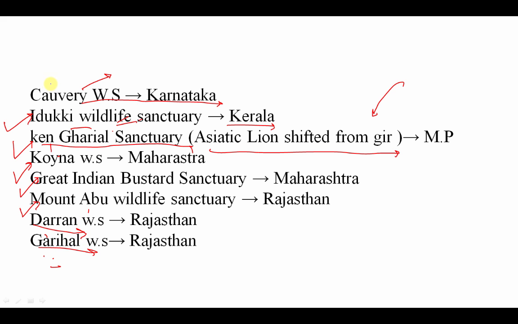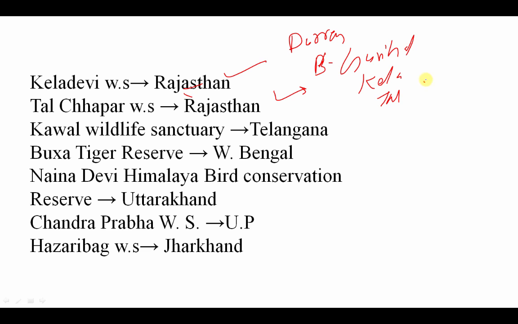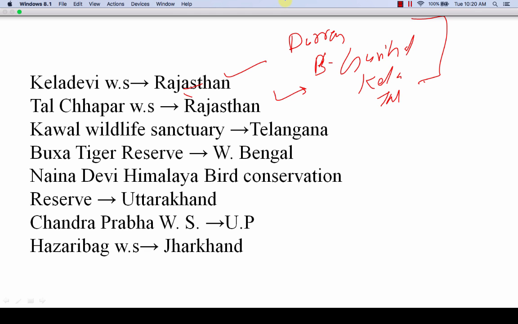So you need to understand all these important sanctuaries. Another is the Kela Devi Wildlife Sanctuary, famous for different birds. It is also in Rajasthan, and Tal Chhapar is also in Rajasthan. So from Rajasthan, you need to learn four wildlife sanctuaries: Dhar, Gharial, Kela Devi, and Tal Chhapar. All these are from Rajasthan.